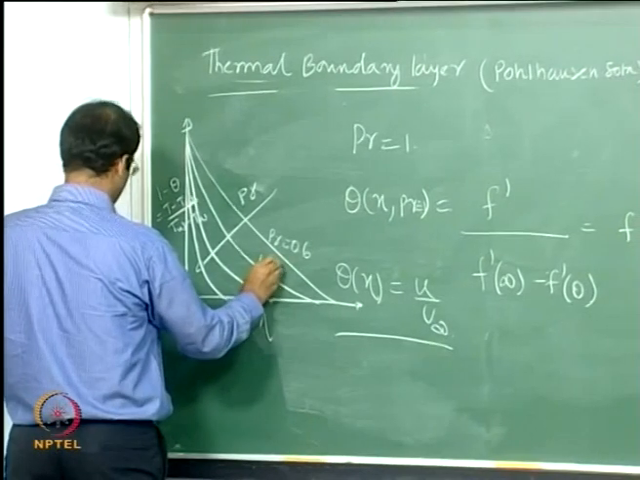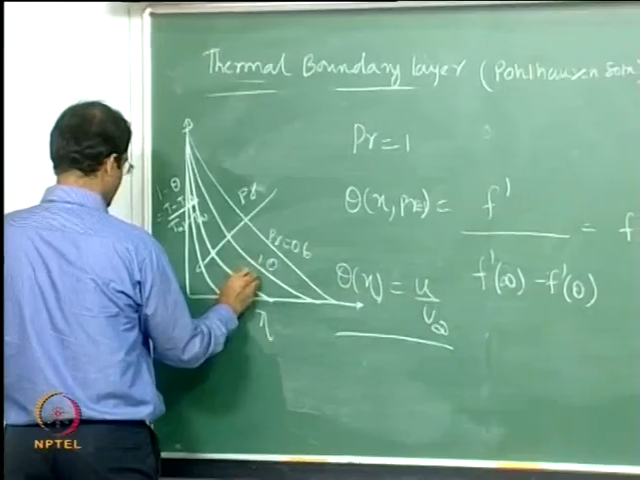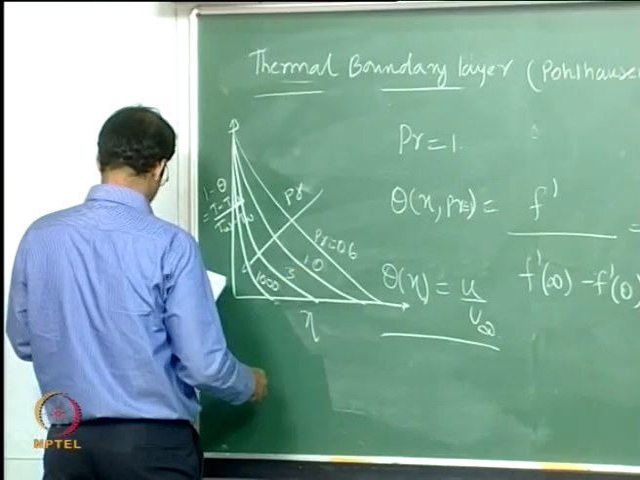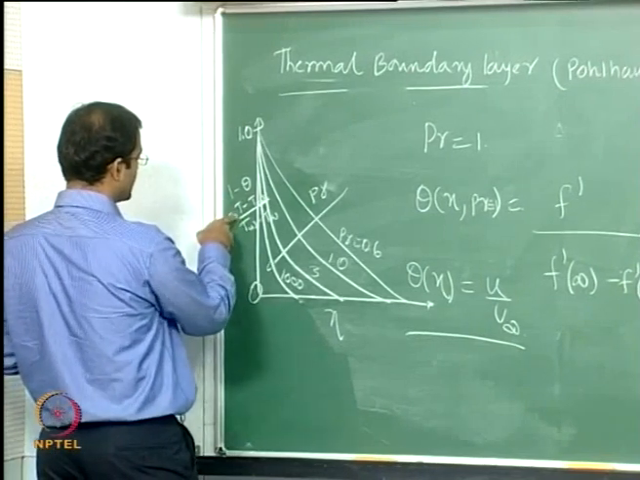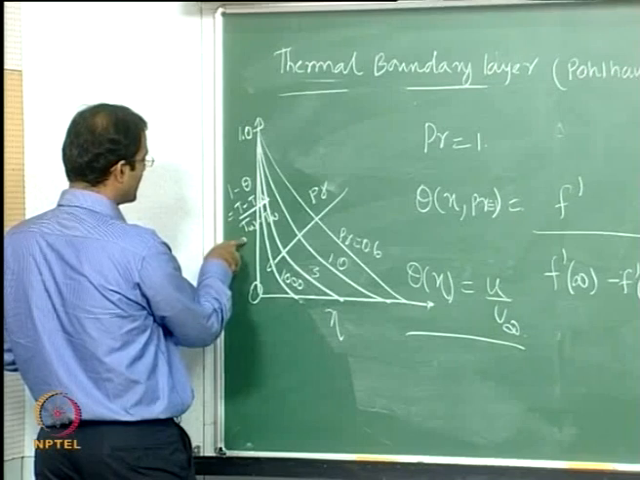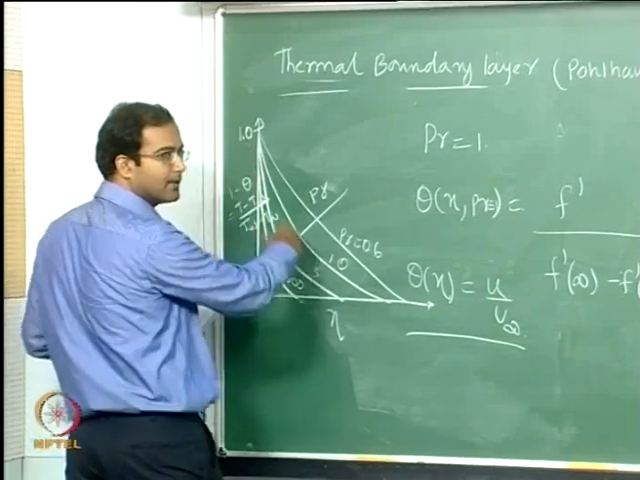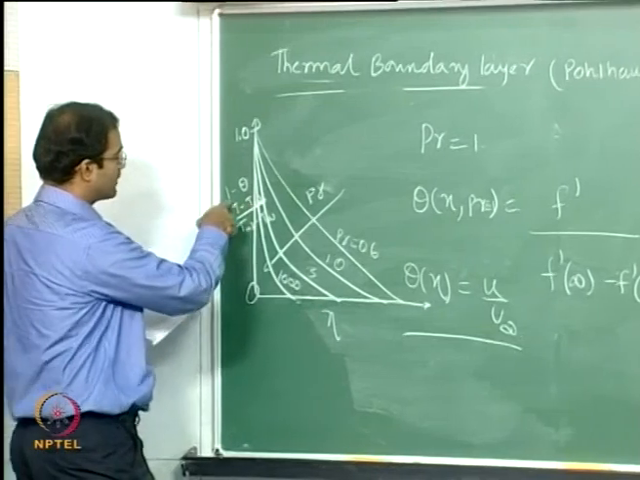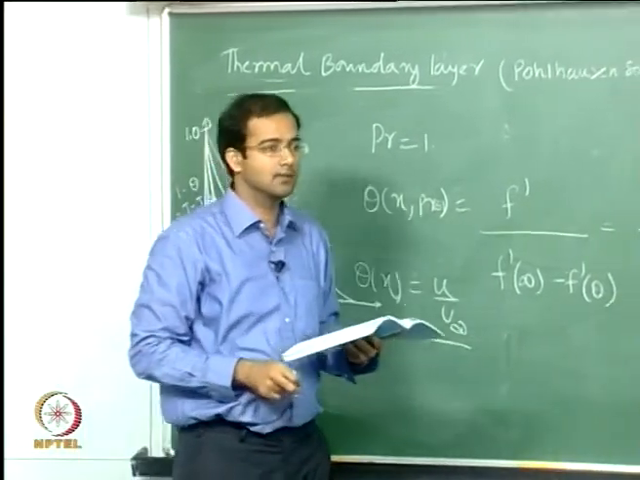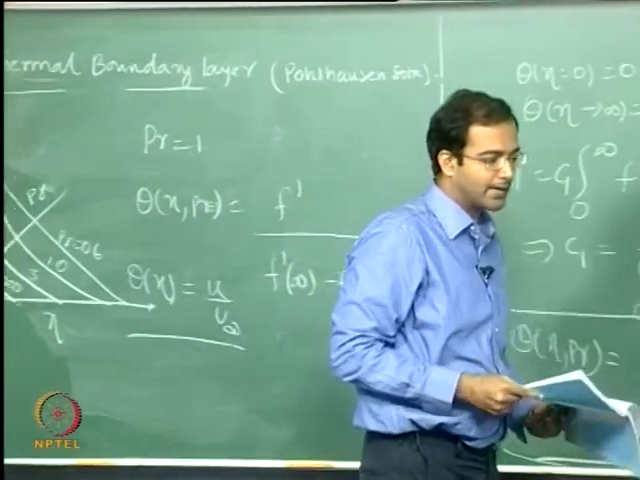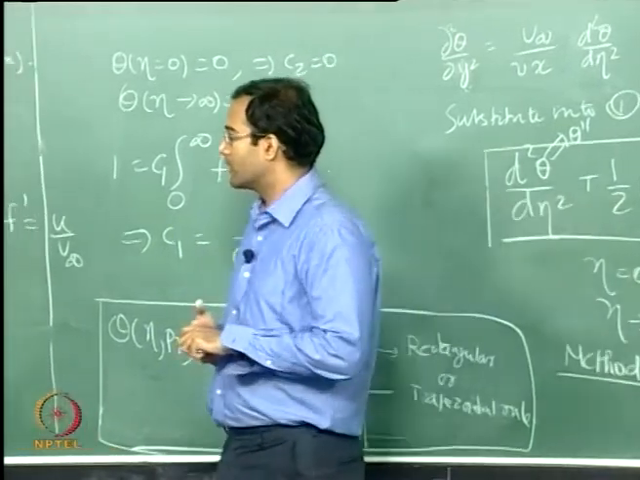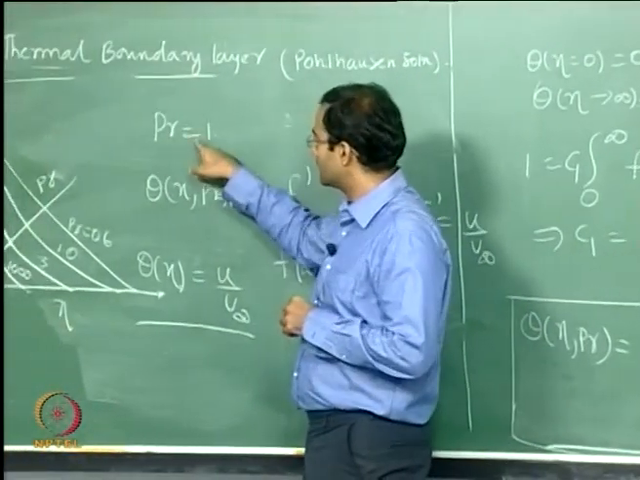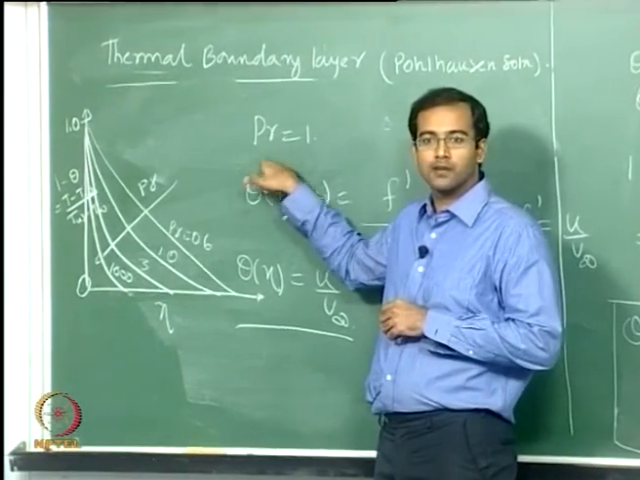I have plotted 1 minus theta, so T should be equal to T wall, therefore it goes to 1, and for large values of eta, T should approach T infinity and 1 minus theta goes to 0. So this is how qualitatively you can sketch the similarity profiles for theta. And you can find that for the exact value of Pr equal to 1, both the velocity profile and temperature profile are identical. Alright, so we will stop here today, and tomorrow we will continue on calculating the heat transfer coefficient from the temperature profiles.